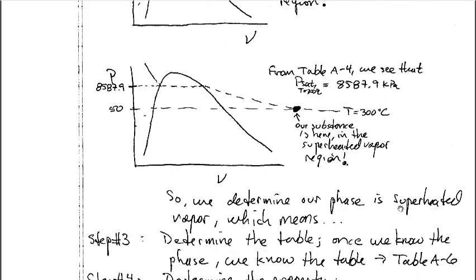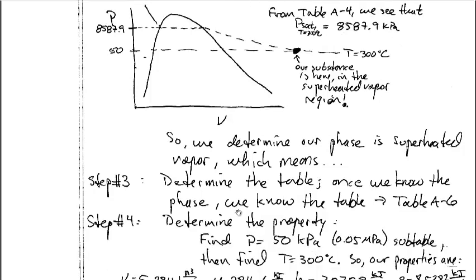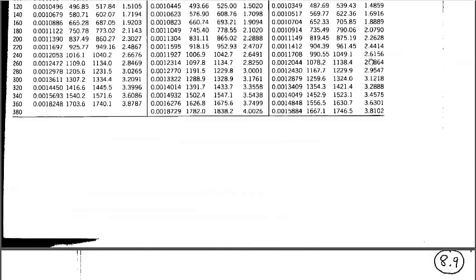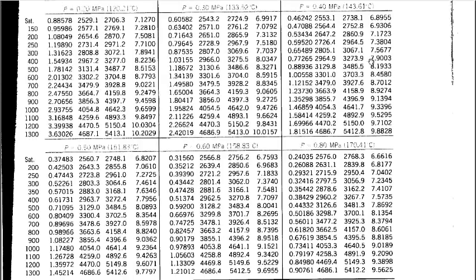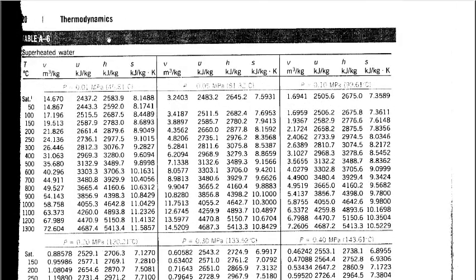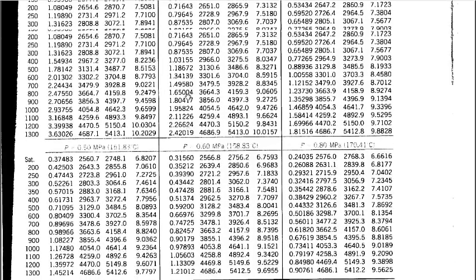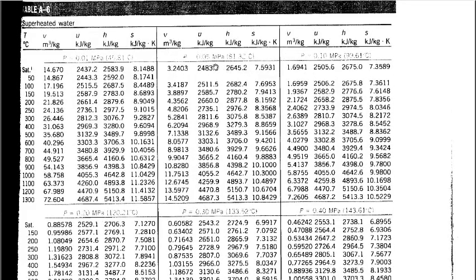So we've determined that the phase is superheated vapor, and once you know the phase of your substance, knowing which table to look in becomes straightforward, because we know table A6 corresponds to the superheated vapor region, right? So we can go to table A6, and we can look in our 50 kPa subtable and find a temperature of 300 degrees C. So here's table A6, and here's the 50 kPa subtable, and here's 300 degrees C.